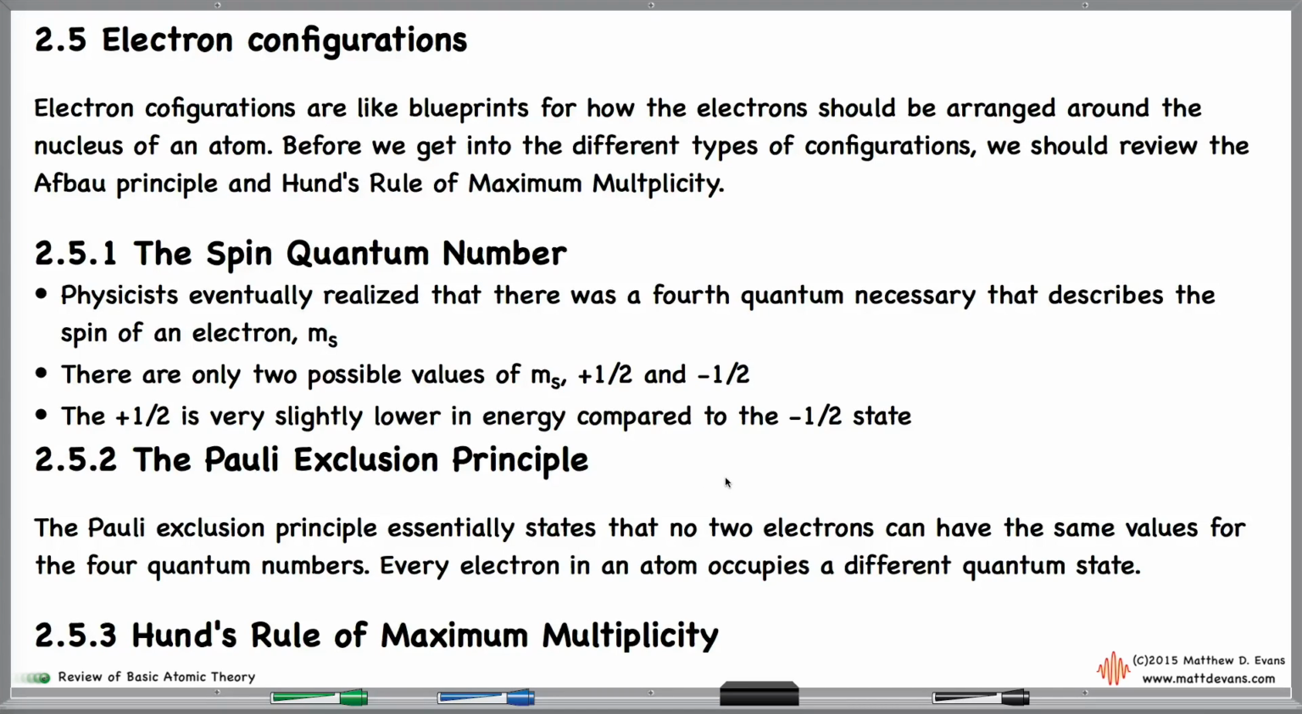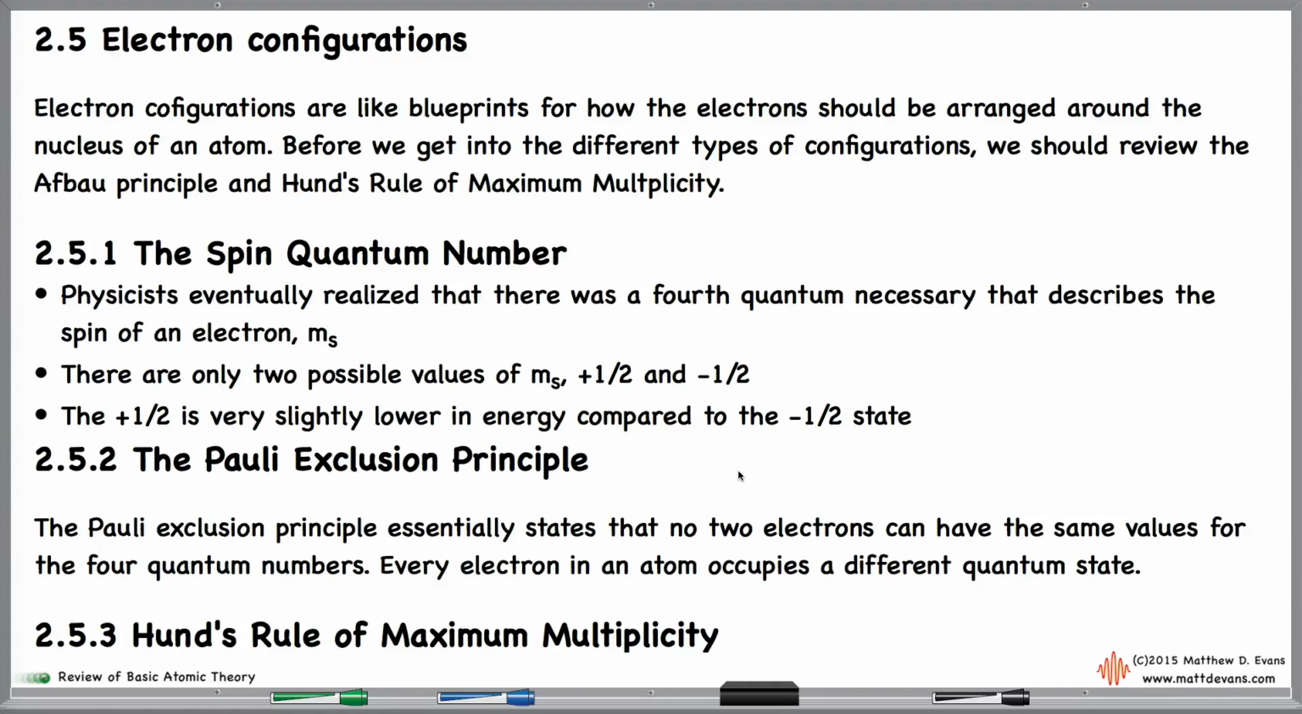So the Pauli exclusion principle essentially states that no 2 electrons can have the same values for the 4 quantum numbers. So anytime you're looking at the 6 electrons of carbon, every one of those 6 electrons has to have a unique set of quantum numbers. That has to be true. Even if the first 3 quantum numbers are the same, the spin quantum number has to be different for the 2 electrons. That's what we're saying.